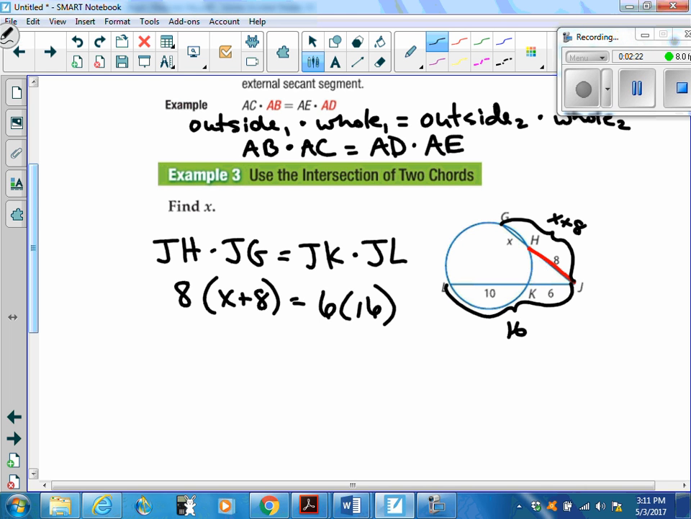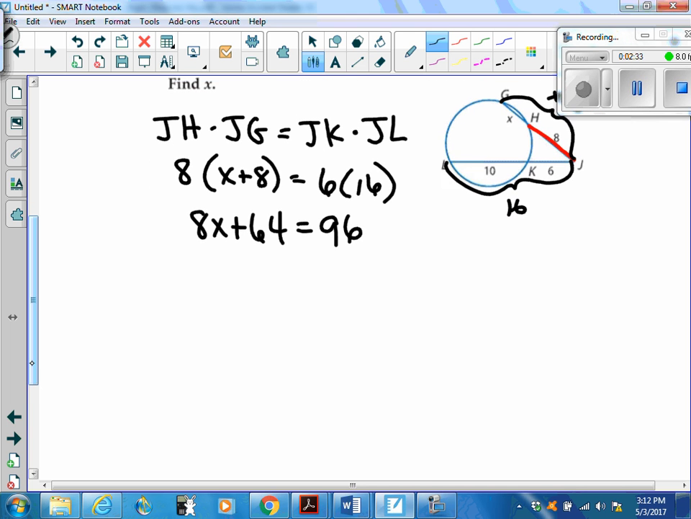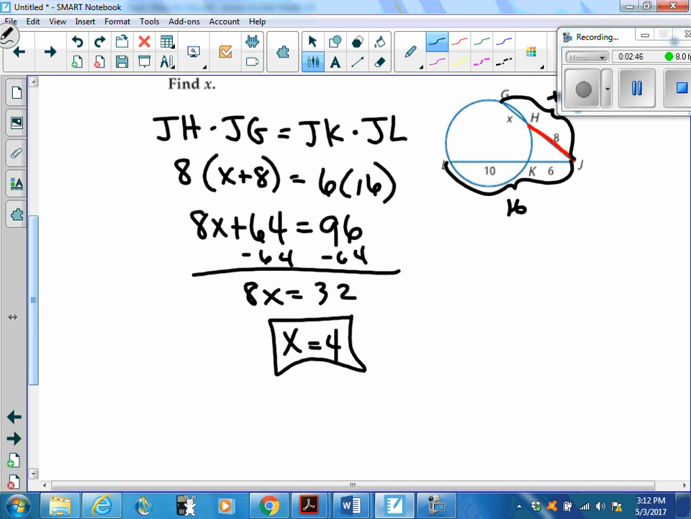We want to distribute on the left side. 8x plus 64 is equal to 6 times 16, which is 96. We want to subtract 64, which gives me 8x equals 32, divide by 8, and x equals 4.